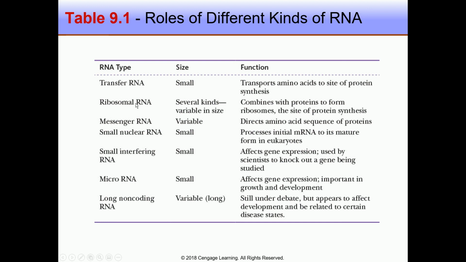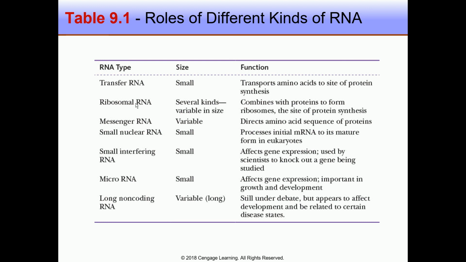ribosomal RNA. Ribosomal RNA is an RNA which is a component of ribosomes. So what are ribosomes? Ribosomes are protein factories on which the proteins are formed. Ribosomes are complex structures which are made of rRNA, ribosomal RNA, and proteins. So ribosomal RNA is a component of ribosomes.